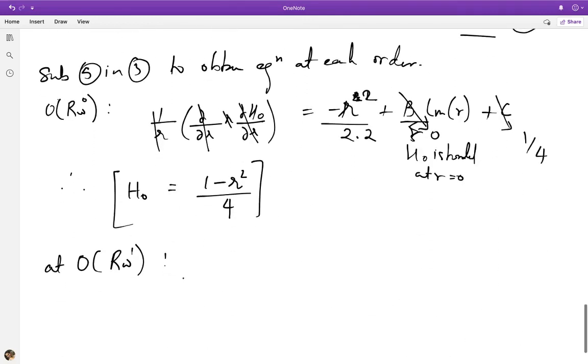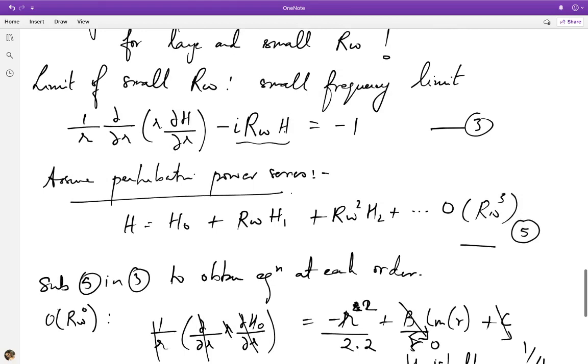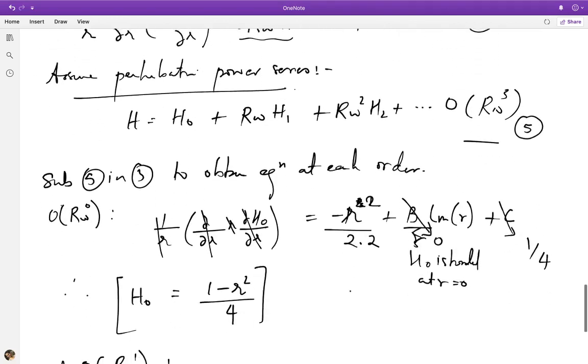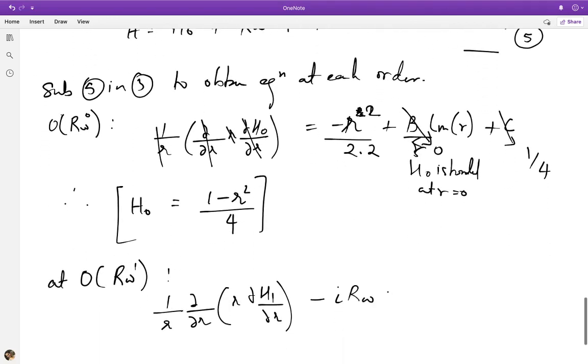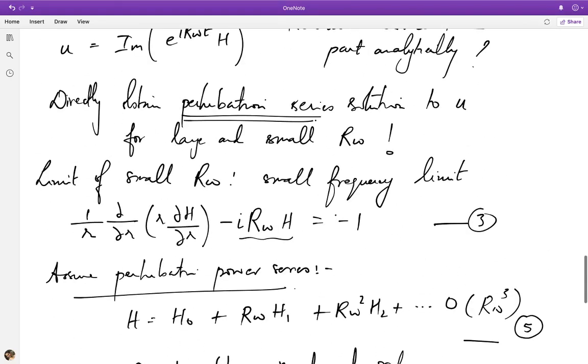So the first term just throws out dou h1 by dou r. Being linear in h, I just get the term of the corresponding order. Now this, like I said, if I had h naught here, it's an Rw term. If I put h1 Rw, I'll get an Rw squared term, which would actually come for the next order. So I don't have an h1 contribution. So the only contribution from there is minus I times Rw h naught. And this must be equal to 0 because there is minus 1 gives you no contribution at order Rw.